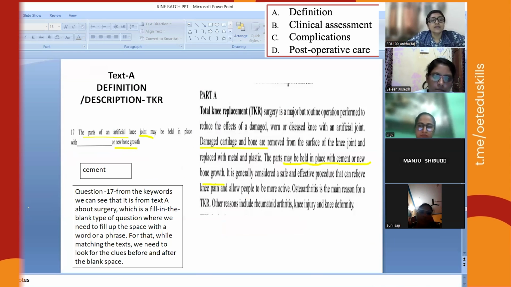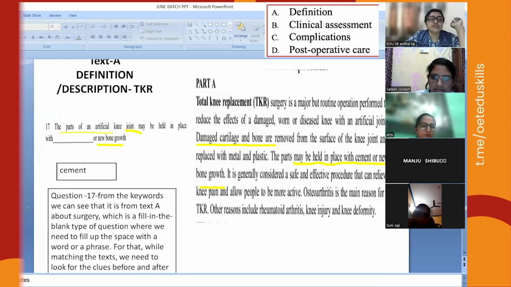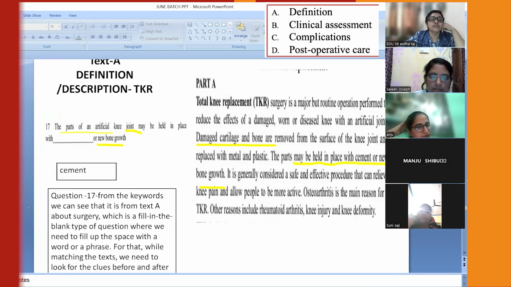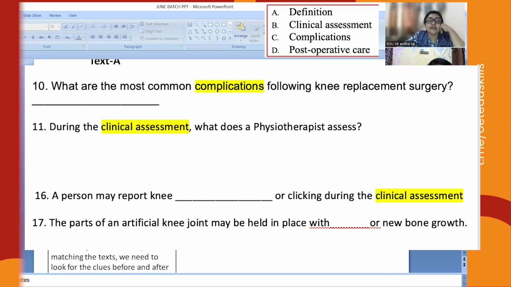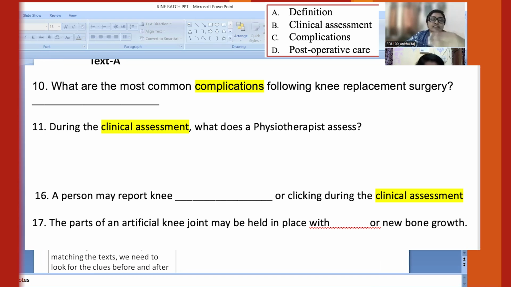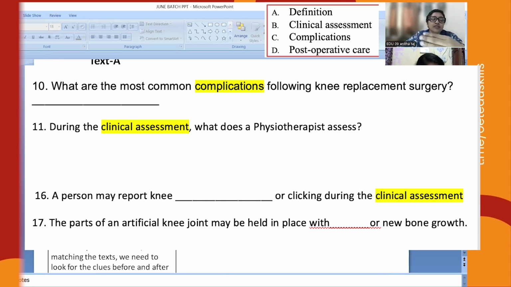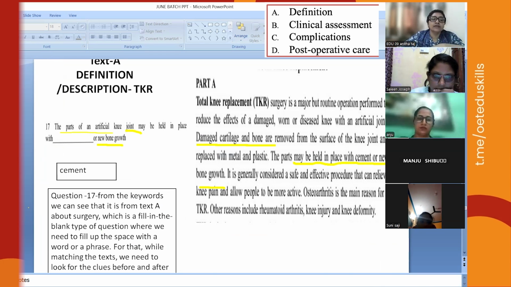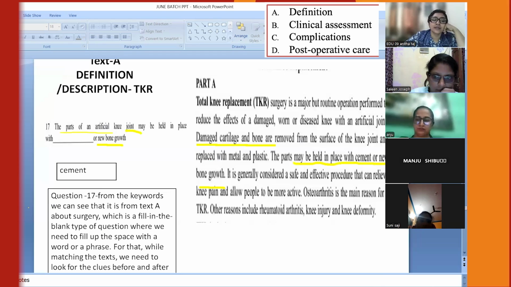And 17 is also a fill-in-the-blanks type of question. Here the answer is from Text A. When we read this question, we understand that it is regarding the description of the surgery after the knee replacement, the artificial knee joint. There is a material name or something. So we can go directly to Text A and find the word cement, and the sentence can be filled with that word.